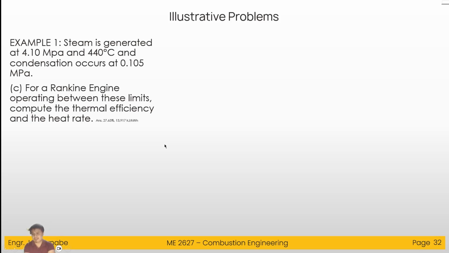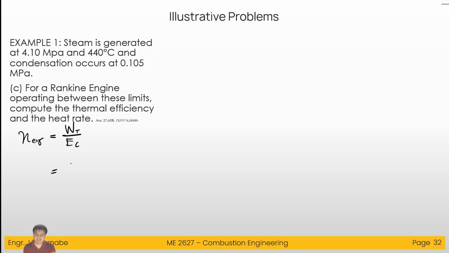Okay, so last one. Same problem, but we're now talking about the Rankine engine. Operating between these limits, compute for the thermal efficiency and the heat rate. For the thermal efficiency, you need to know the net work, right? We already know the net. This is just for easy. For the thermal efficiency of an engine, this is work only, no? Work of the turbine over QH.